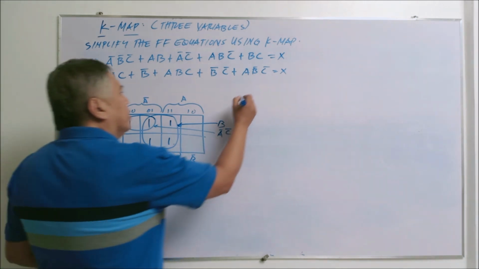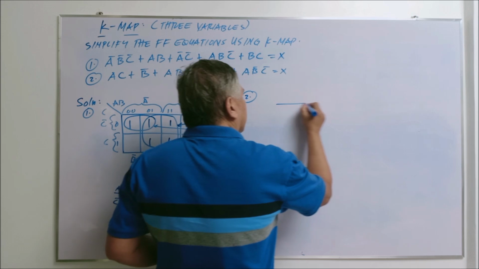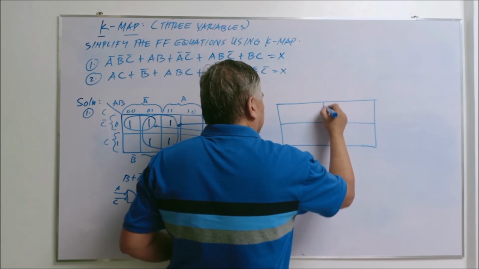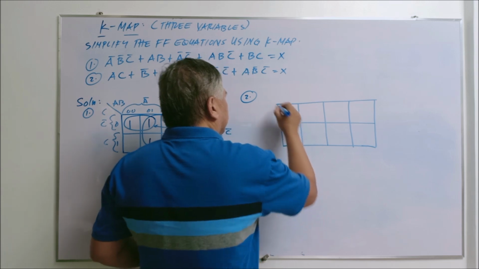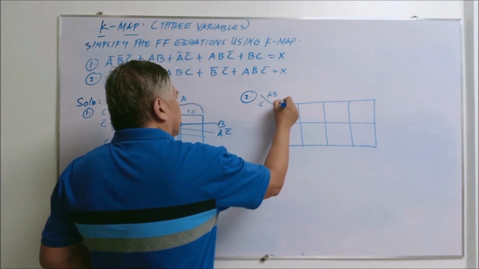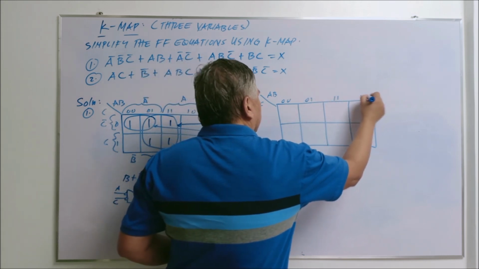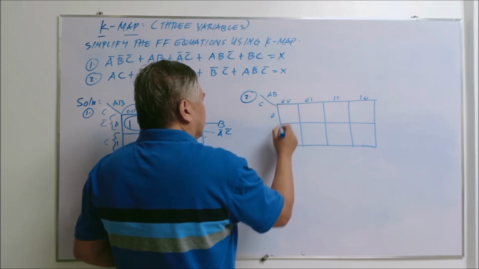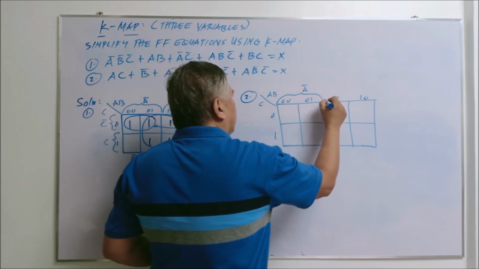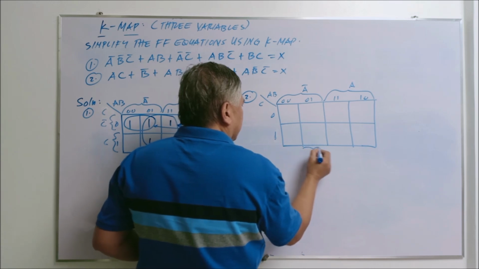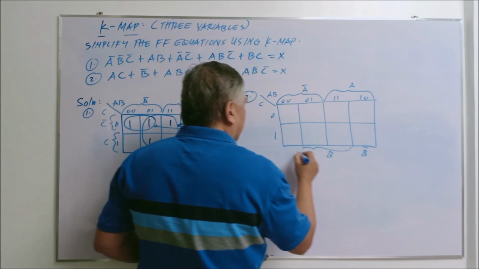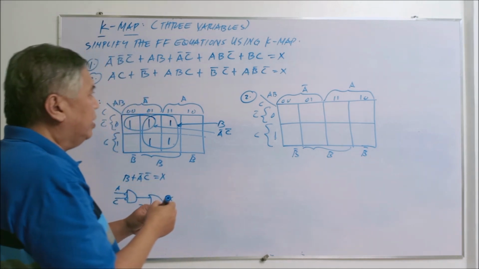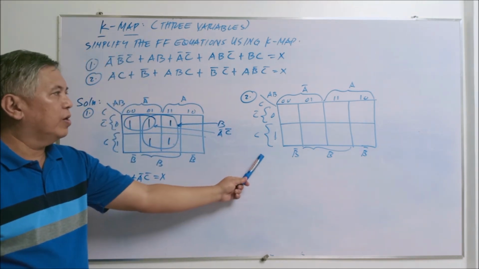How about number 2? What will be our solution? Again, we make a map. So we know that this is under A bar. This is under A, B, B bar, B bar, C, and C bar. Okay? Then we locate this particular equation into our map.